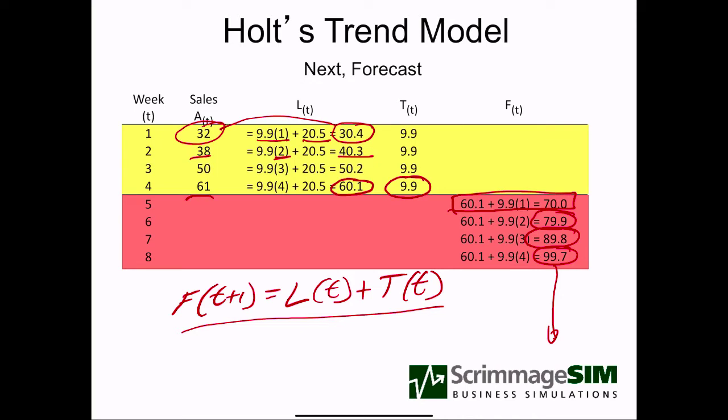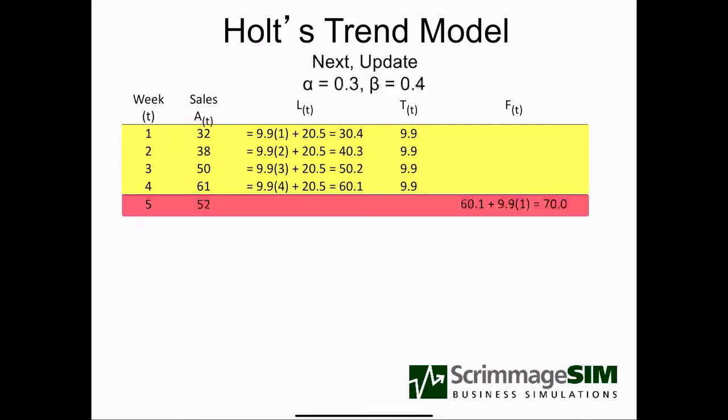Once we find out what sales are in week 5, we're going to update Holt's model forecast with that new data. We're going to make a slight adjustment, and then we would have a new series of forecasts going forward with that revised data. Suppose we find out in week 5 that sales were 52 and we had forecast 70.